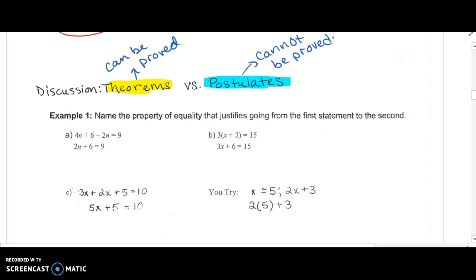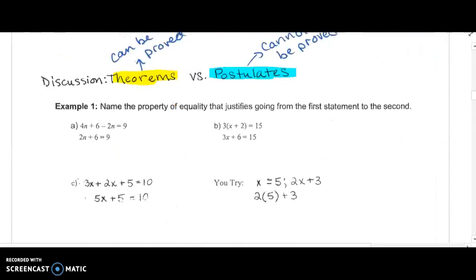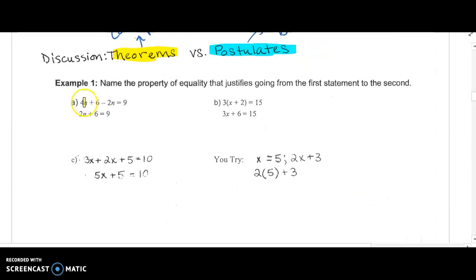All right. So it says in example 1, name the property of equality that justifies going from the first statement to the second. All of your answers, A, B, C, and your try, are these properties of equality that we are using for our answers. So here we go. We're looking at the first line, we're looking at the second line, and we're trying to figure out what they did. My 6 is the same, my 9 didn't change, but the 4n and the negative 2n, something happened with those. It looks like they took 4n and subtracted 2n and got 2n. So we would say this is combining like terms.